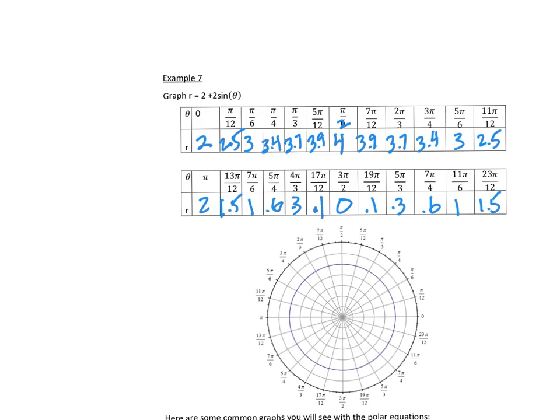Okay, this is a do-over on example number 7 because I don't know what I was thinking, but my calculator on my phone was not in radian mode, so I was getting the wrong values, so when I plotted those points it was all incorrect. Okay, so I redid it.